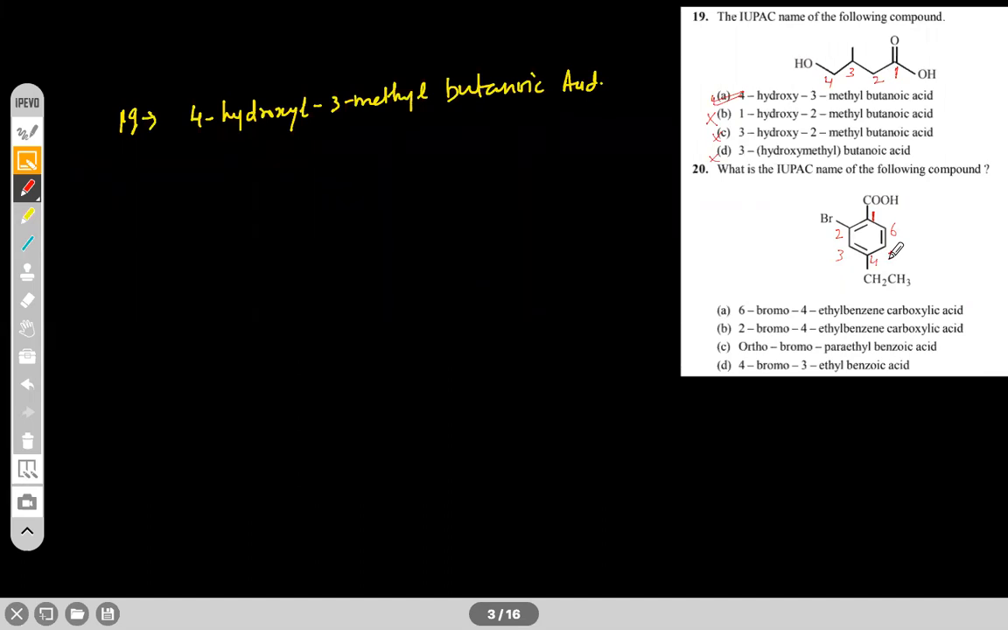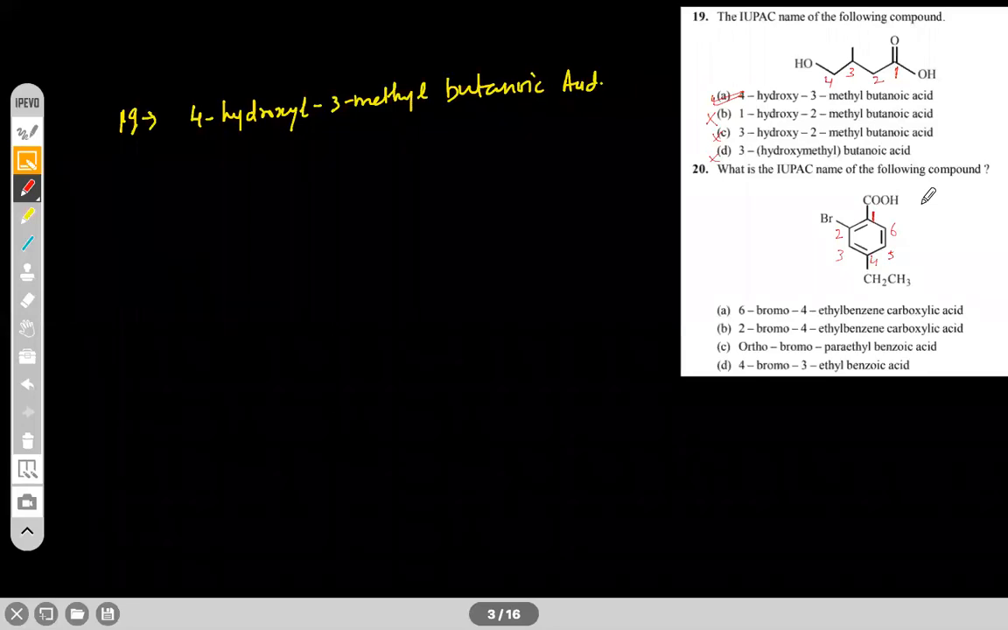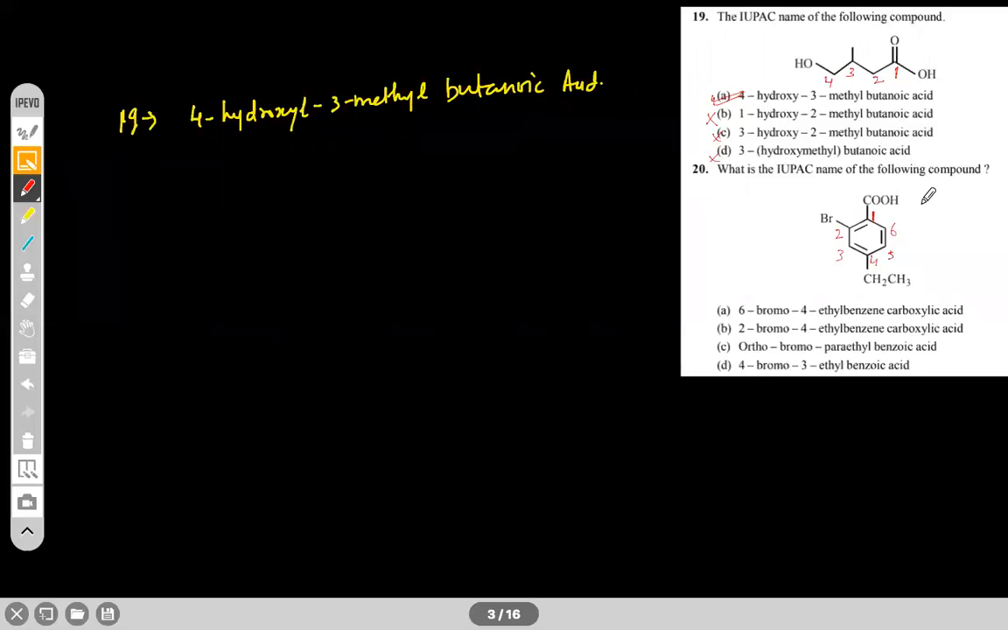Okay. So you see 2-bromo, 4-ethyl, benzene carboxylic acid. Right, this compound is a derivative of benzoic acid. The positions of substituents attached to the benzene nucleus are represented by the number of carbon atoms and not by ortho, meta, or para position. Okay, so substituents of benzoic acid are represented by numbers, not by ortho, meta, para position.